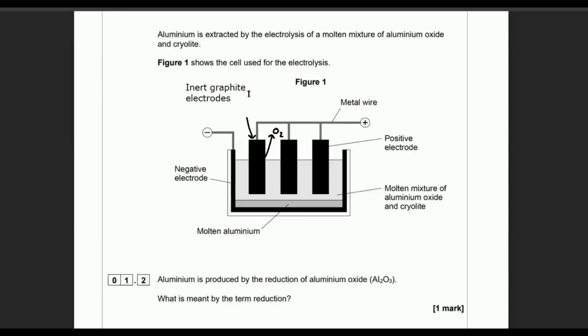The problem is graphite is actually an allotrope of carbon. So graphite is made of carbon atoms.